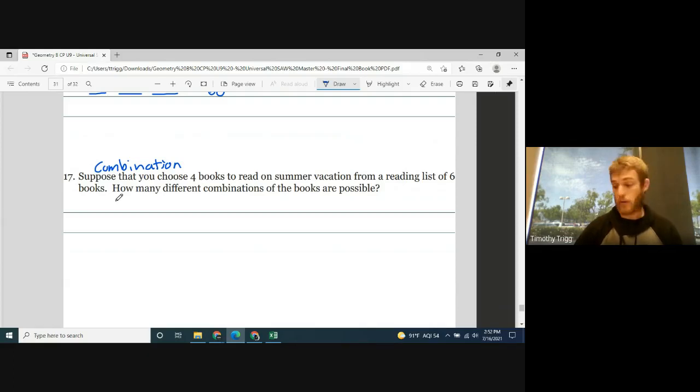So order doesn't matter. So the way we're going to do this combination one is by using our combination formula, which is nCr equals n factorial over r factorial times n minus r factorial. So in our case, n represents the total number of books we have to choose from. So in this case, 6.